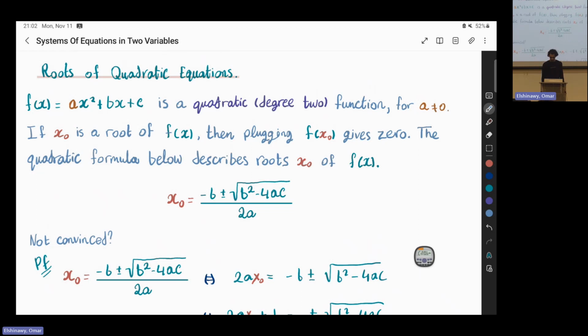So we have something that's called a quadratic function or a degree 2 function. It always has this form, ax squared plus bx plus c. Simplest example of a quadratic function is x squared. So x squared is just ax squared plus bx plus c, but a is 1, b is 0, and c is 0. So that's a good way to think about it.